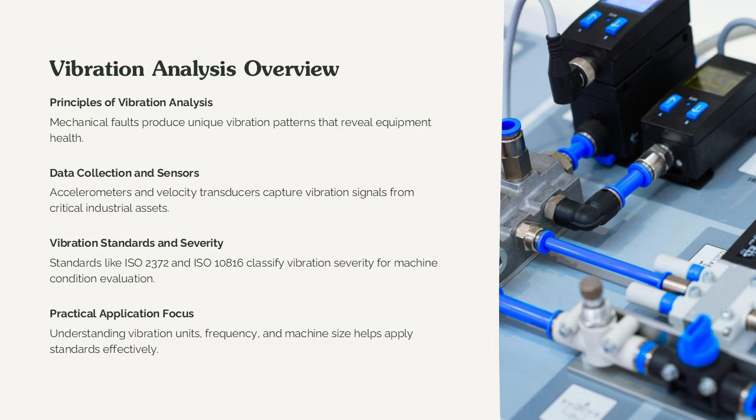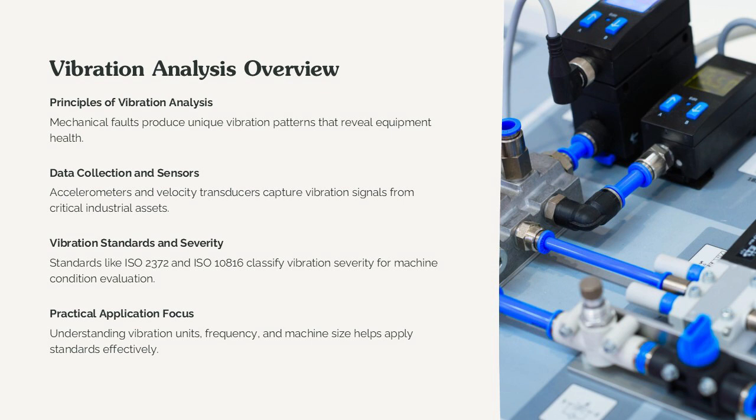Vibration analysis is a core condition monitoring technique used in engineering maintenance to evaluate the mechanical health of rotating and reciprocating machinery. It is based on the principle that most mechanical faults, such as imbalance, misalignment, looseness, bearing defects, and gear wear, generate distinct vibration patterns. By measuring and interpreting these vibration signatures, engineers can detect developing faults long before they result in catastrophic failure. This proactive approach supports predictive maintenance strategies, reduces unplanned downtime, improves safety, and extends equipment life.